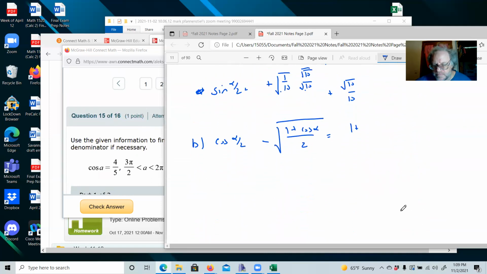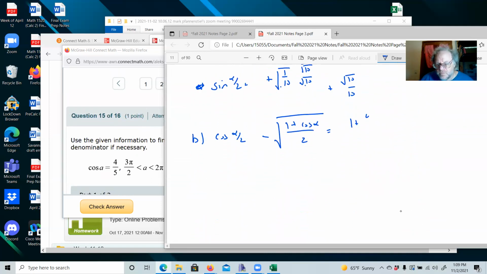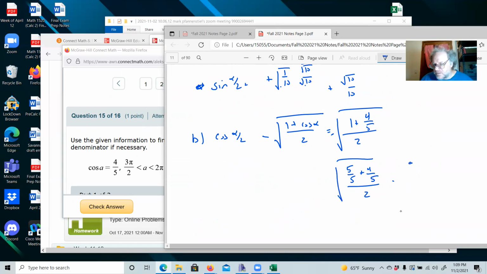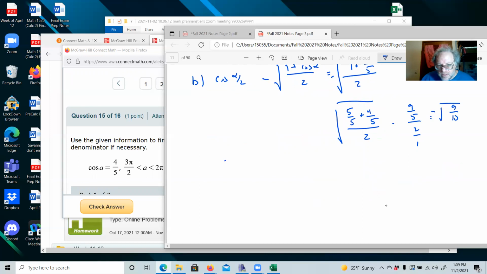Four-fifths. So 1 plus 4/5 divided by 2, square rooted. Negative because we are in the 2nd quadrant. So this is 5/5 plus 4/5 all over 2, square rooted. So this is 9/5 divided by 2, so this is the square root of 9/10. Negative. So we have cosine alpha over 2 is equal to negative 3 over √10.